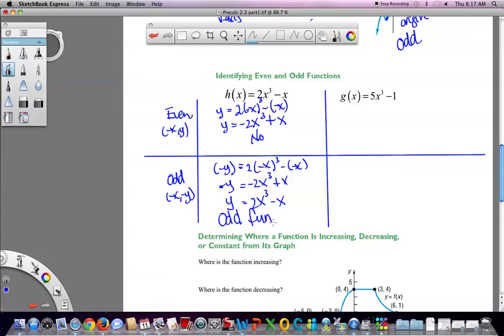Okay, I'm going to do another cubic, and hopefully you'll see here in a second why. So same thing.